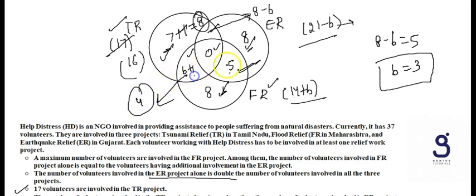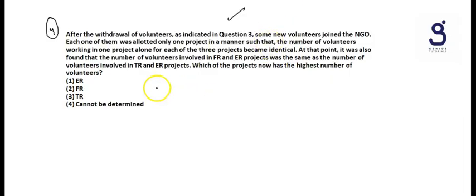Now if this is 4, this is 5, and this is 8, so this would be 17. 17 is FR, and this TR will also be 17, and this ER will be 8 plus 5, 13, and 13 plus 5, this would be 18. So maximum value will be given to ER region. So our answer to this question will be the first option, that means ER.